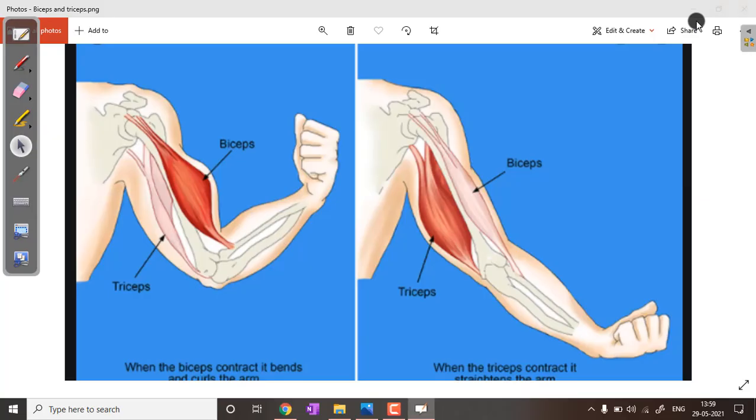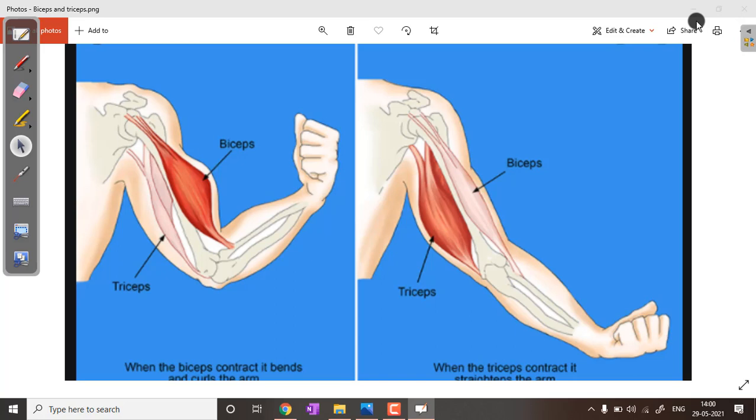So look at this image. You might have heard people saying, I went to gym and see my biceps have grown so nicely. So what do you mean by bicep? Bicep is the name of a muscle present in your upper arm. Tricep is also the name of the muscle present in your upper arm itself. Now bicep is present on the upper side of the upper arm, whereas tricep is present on the lower side of the upper arm.